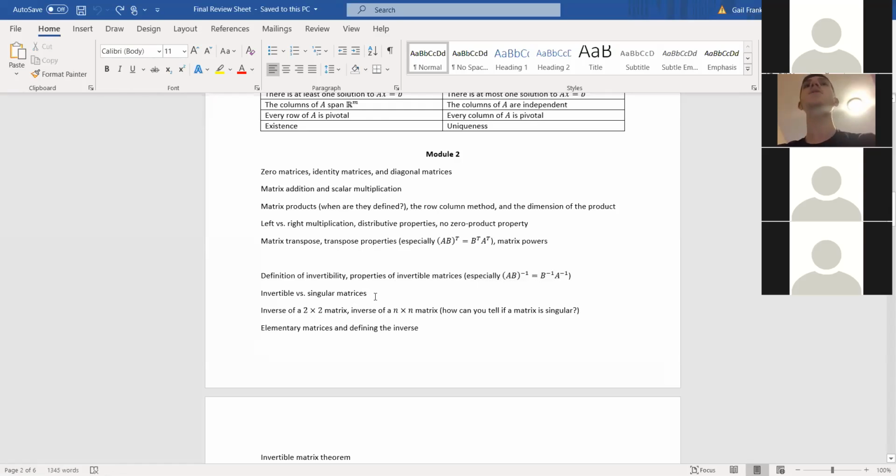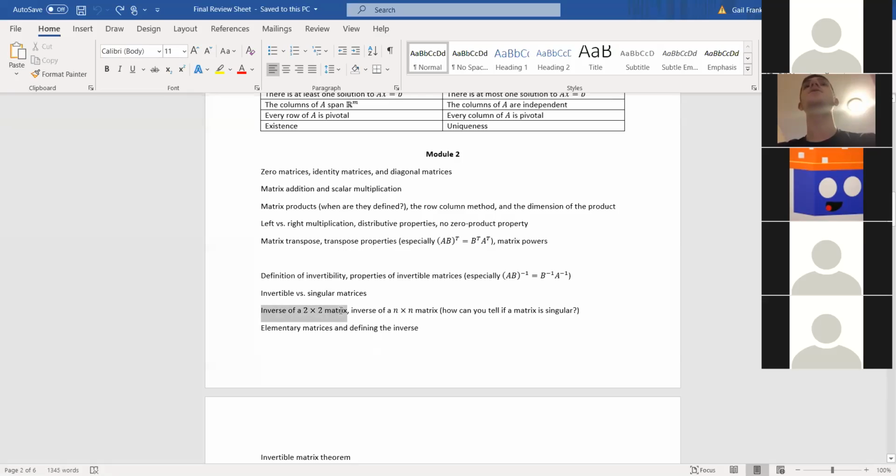Make sure you know singular. Singular is not invertible. Don't mix them up. I did on the written assignment once. Didn't really affect that much, but it's just annoying. So singular is not invertible.